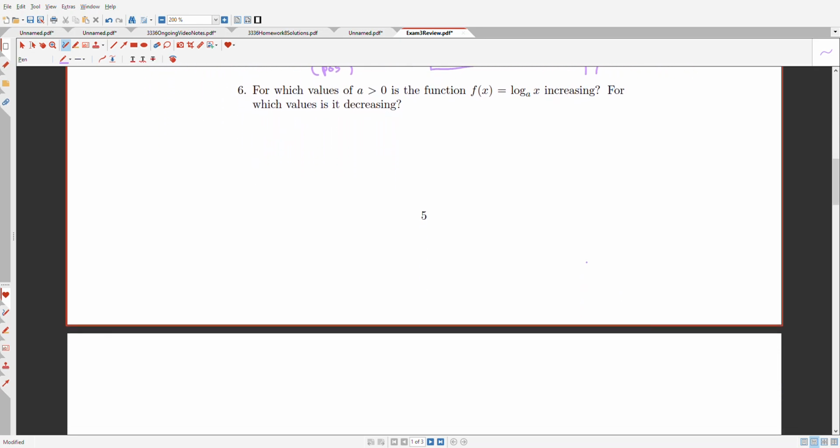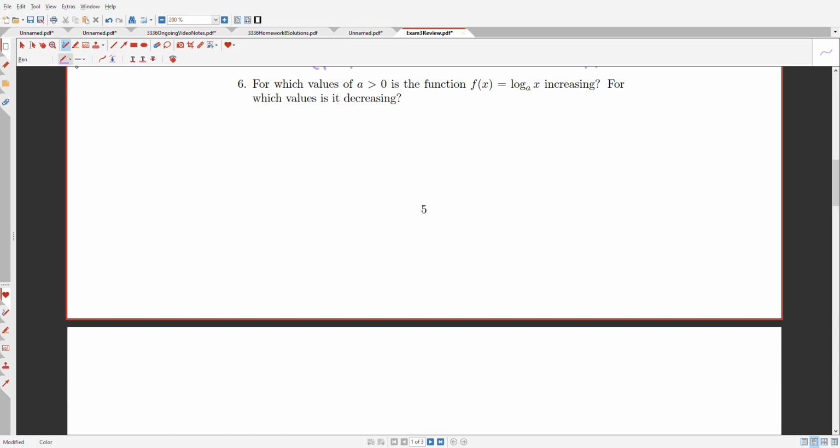Okay. 6 says, for which values of a positive number a is the function log base a of x increasing? For which values is it decreasing? So you can actually answer this question without using any calculus. You might be able to answer it just remembering some facts from your algebra course. But let's go ahead and use calculus for this.